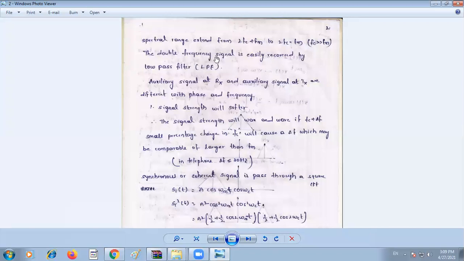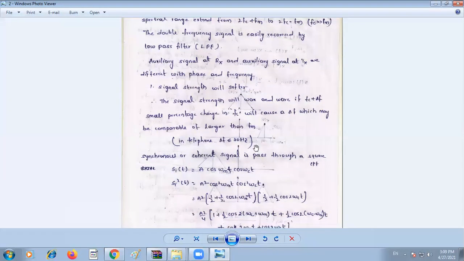When this signal is passed through a low pass filter, the low pass filter allows only the low frequency component, that is the fm signal. The low pass filter attenuates the fc signal. When fc is a high frequency, 2 fc is even higher, so the low pass filter easily attenuates that 2 fc signal and allows only the fm signal.